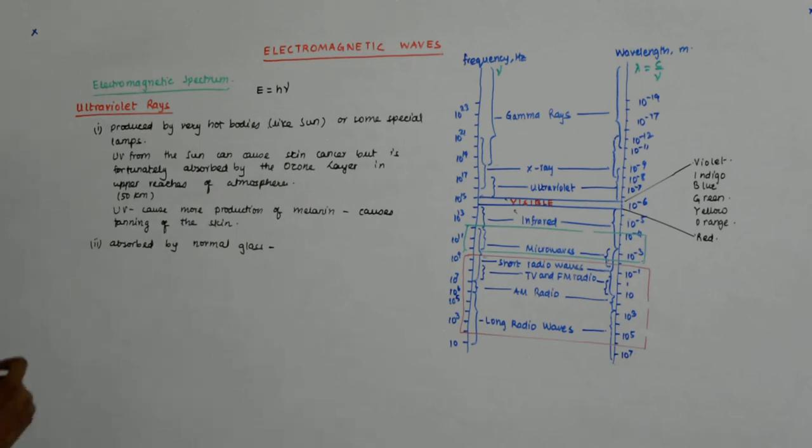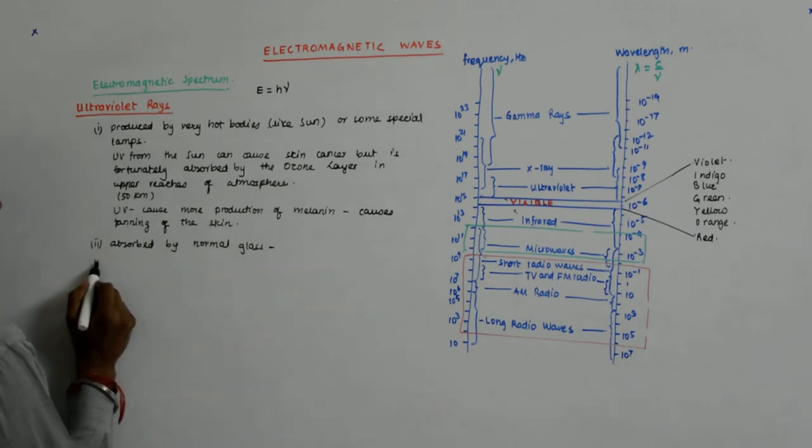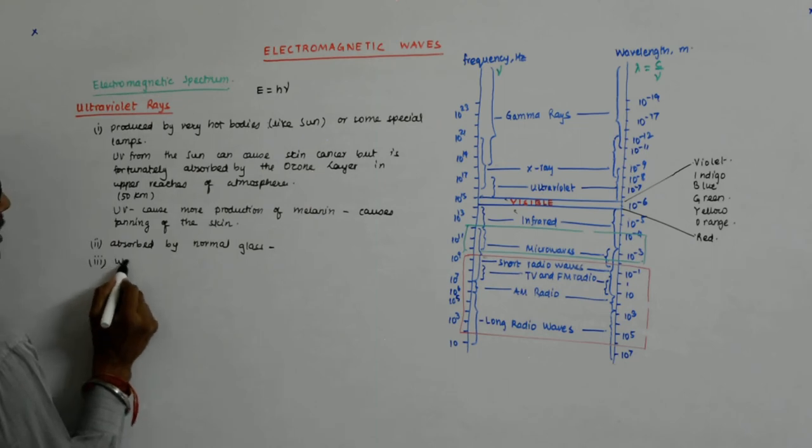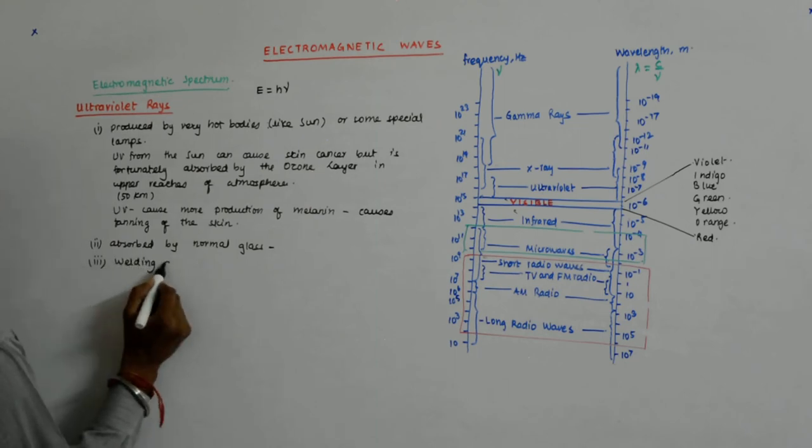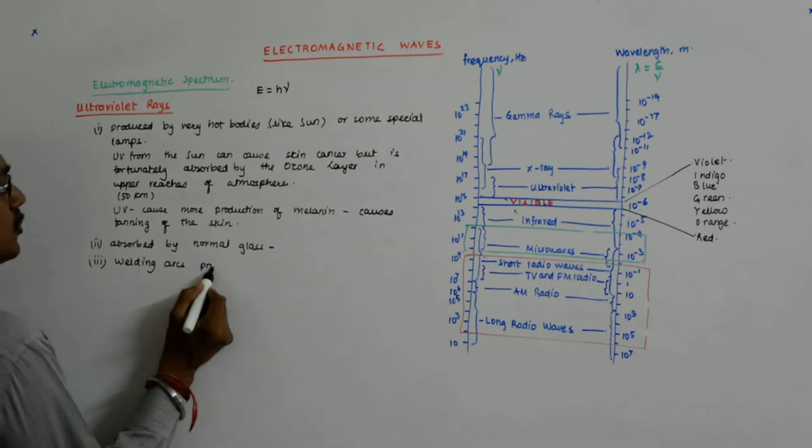Now, what happens? The welding arcs produce a huge amount of UV.